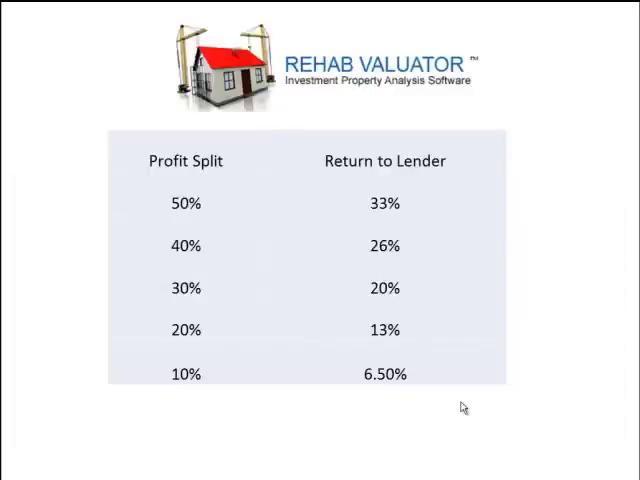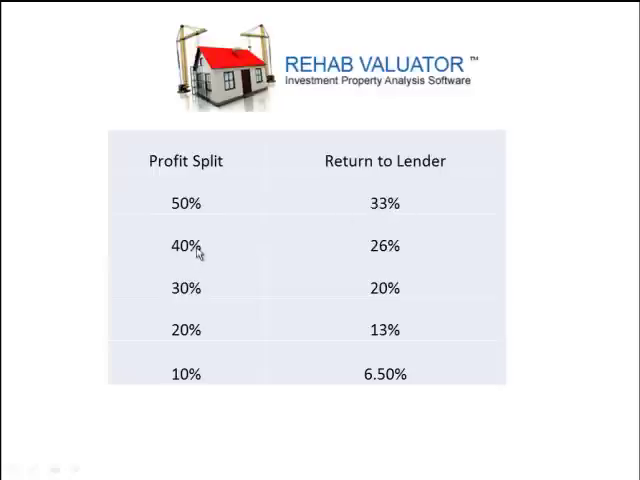So, and here's the thing, right? If you're talking to somebody and they tell you that for them to fund your deal based on the numbers that you gave them, they need to get at least a 20% return. Well, use the software to play around with different profit splits. You can see, right? Given our scenario, a 50% profit split is a 33% return to the lender, right?